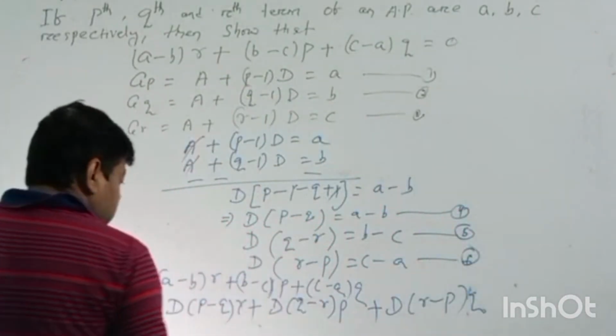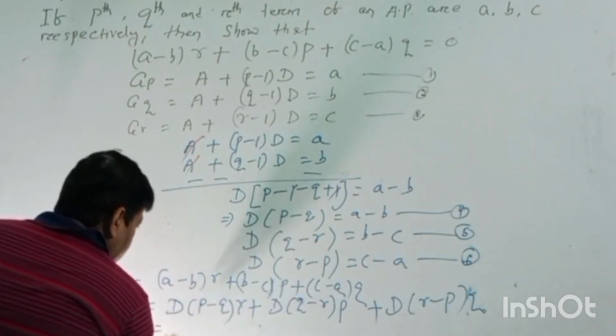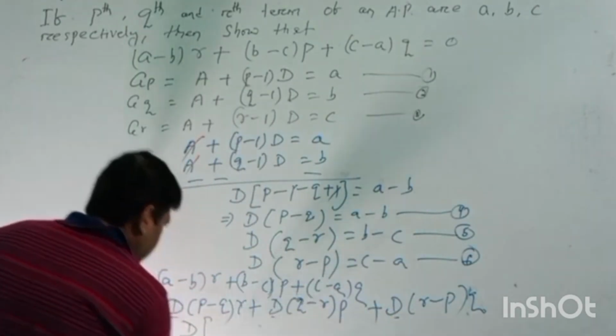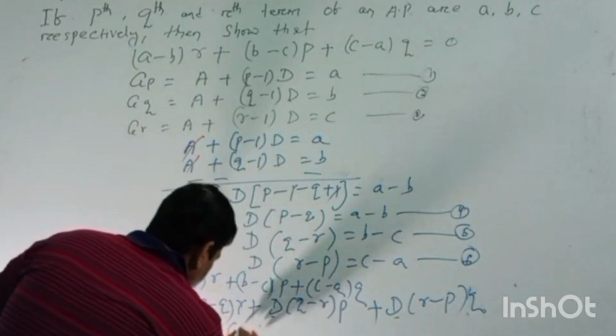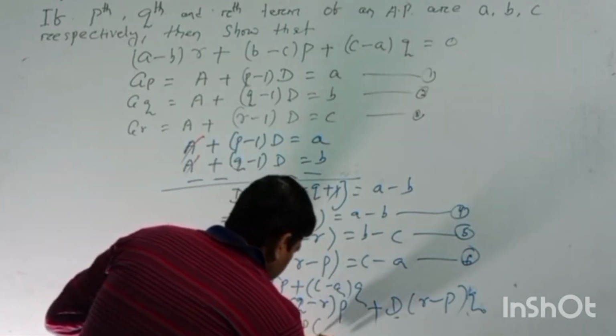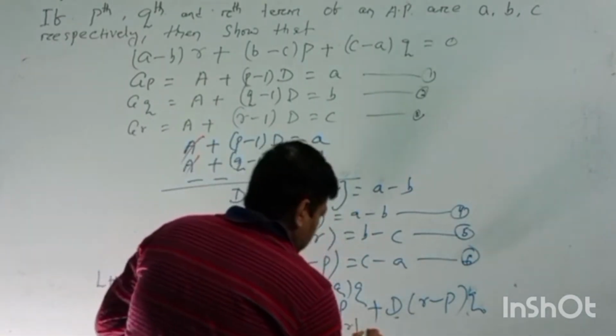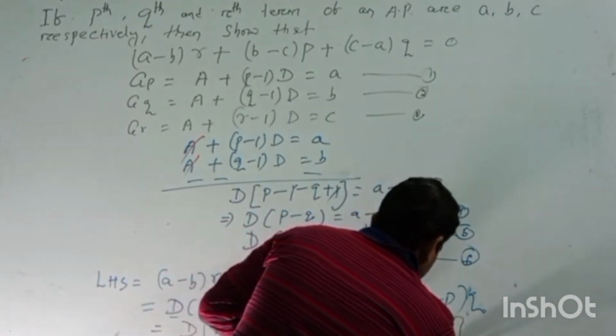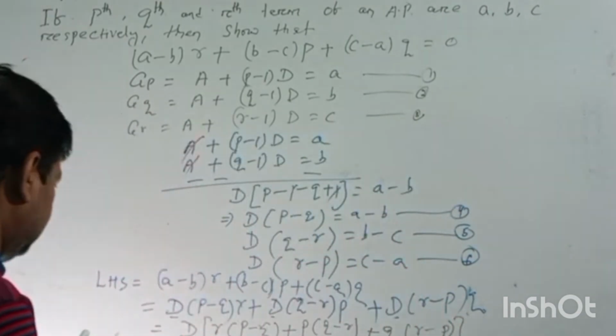Similarly, now let's see. You can take D common. After taking the common factor, it will be D into [R(P − Q) + P(Q − R) + Q(R − P)]. Okay, understand? Yes.